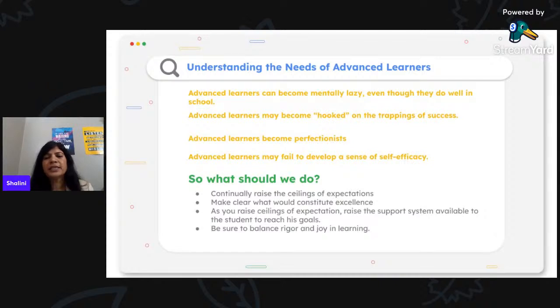They can have good self esteem, but self efficacy comes when they put in enough effort. And when the tasks are very, very easy for them in the class, they will not develop a sense of self efficacy. So, what should we do?